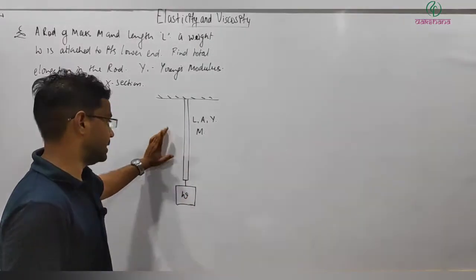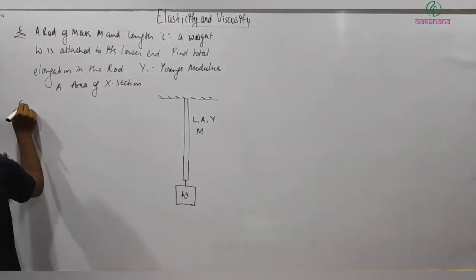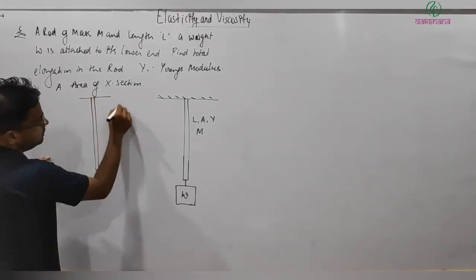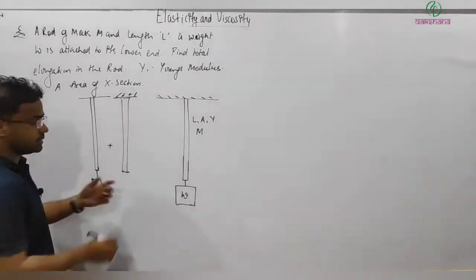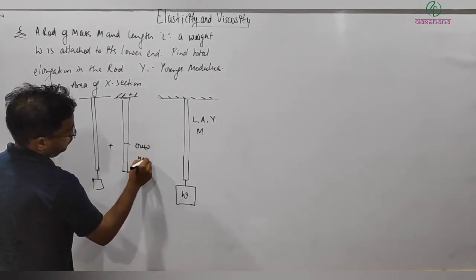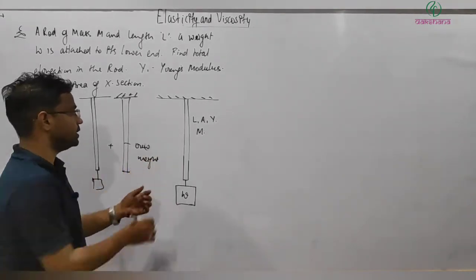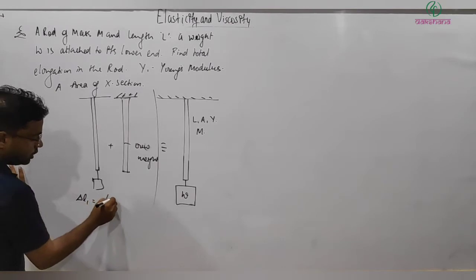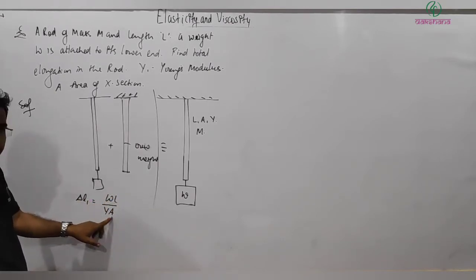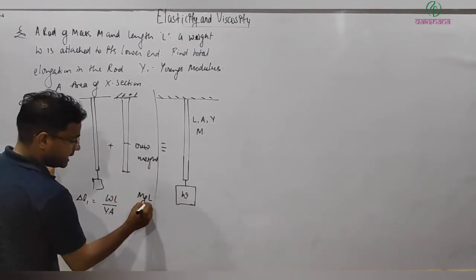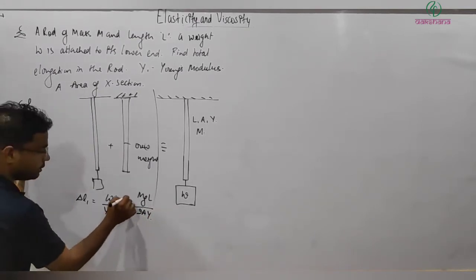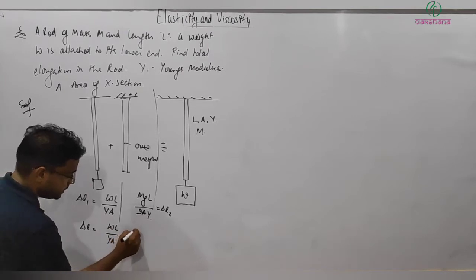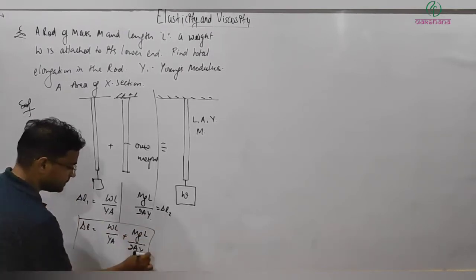You can simplify this problem in two or three ways. One way: you can treat this system as one rod, with elongation due to this weight plus elongation due to its own weight. Let me write delta L1 for the elongation due to the attached weight, which will be equal to WL divided by Y into A, force upon area, simple and straightforward. Due to its own weight we know already mgL by 2AY, so you can write this as delta L2. So the total elongation delta L is WL divided by YA plus MgL by 2AY, and that will be the answer, right?